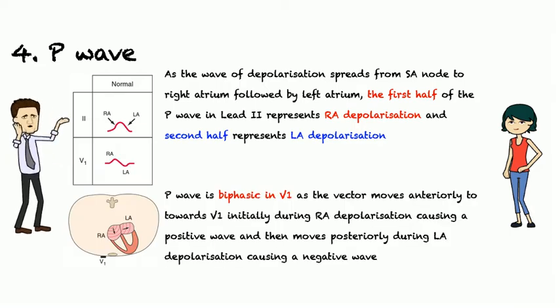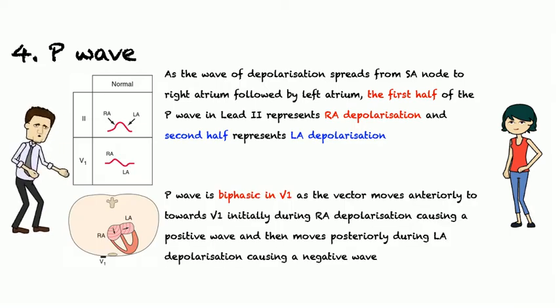The P wave is biphasic in V1 as the vector moves anteriorly towards V1 initially during right atrial depolarization, causing a positive wave, and then moves posteriorly during left atrial depolarization, causing a negative wave.